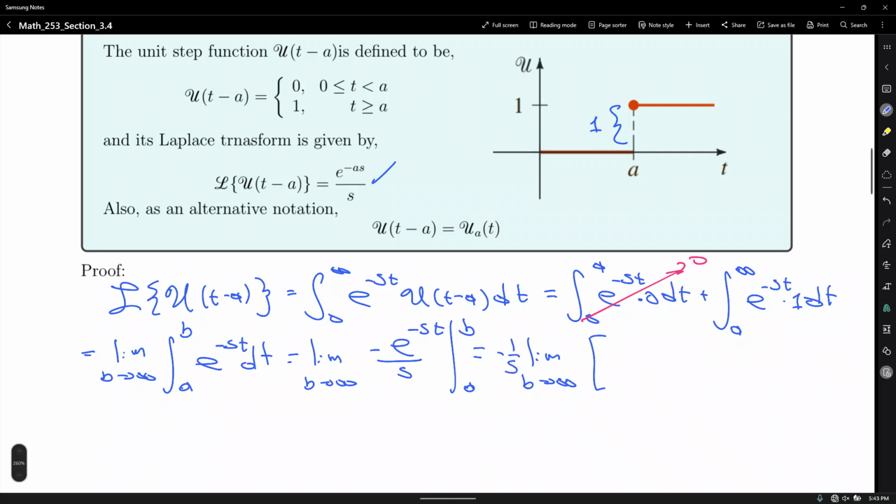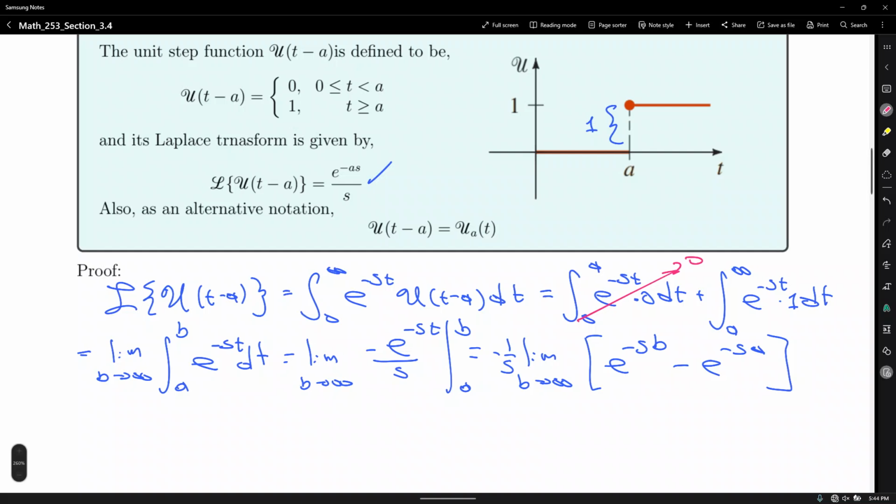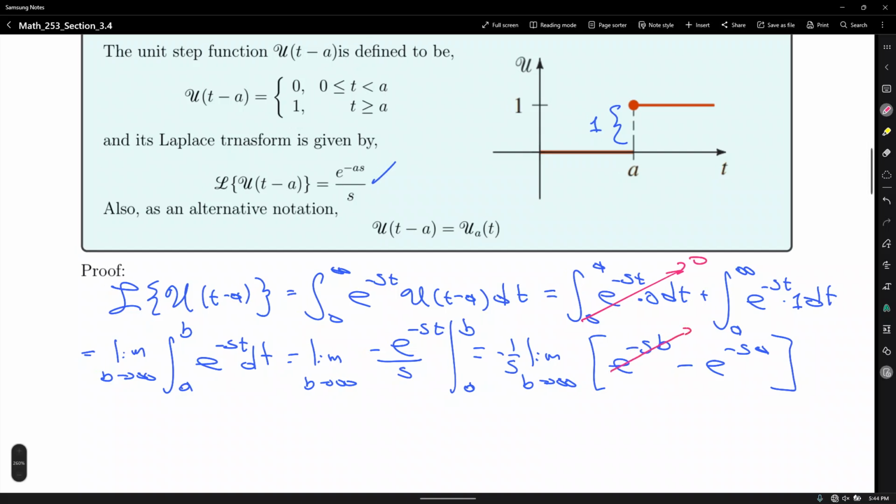So that negative 1 over s, I'm going to take it outside of the limit because what we're evaluating is in terms of a function of t. All right? Okay, so that leaves us with e to the negative sb, minus e to the negative sa. Okay? But let's talk about the first term. Where is this quantity going to go as b approaches infinity?